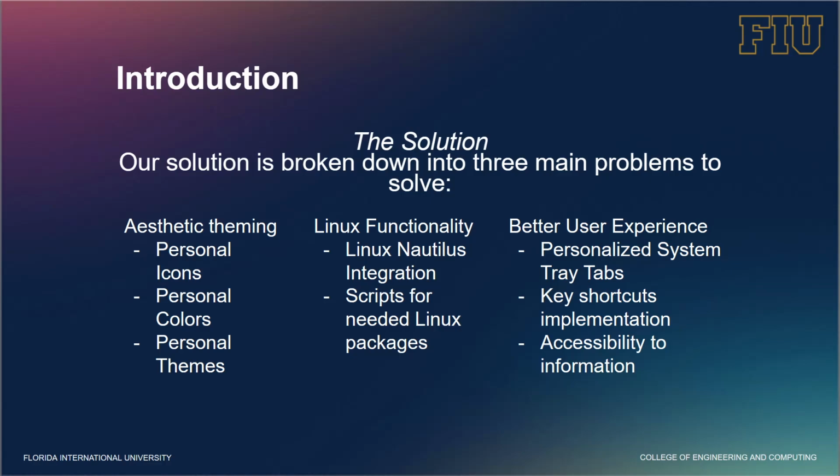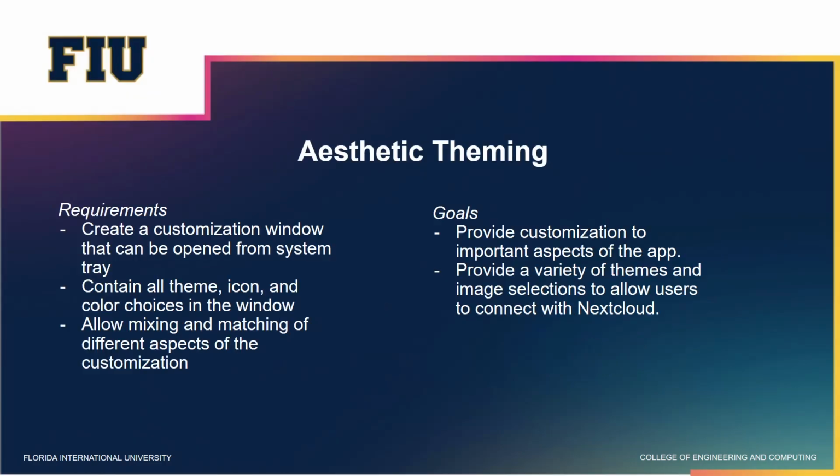So for aesthetic theming, we wanted to just change the icons, colors, themes. For Linux functionality, we wanted to integrate Nautilus, which is the actual file manager for Linux distributions, for some, most. And we wanted to implement scripts for Linux. And for the better user experience, we wanted a personalized system tray, so we could have tabs where you could do links to wherever you wanted to go. We wanted to add keyboard shortcuts to improve the experience of all the different things we're adding, and we wanted to increase the accessibility of information in this actual product.